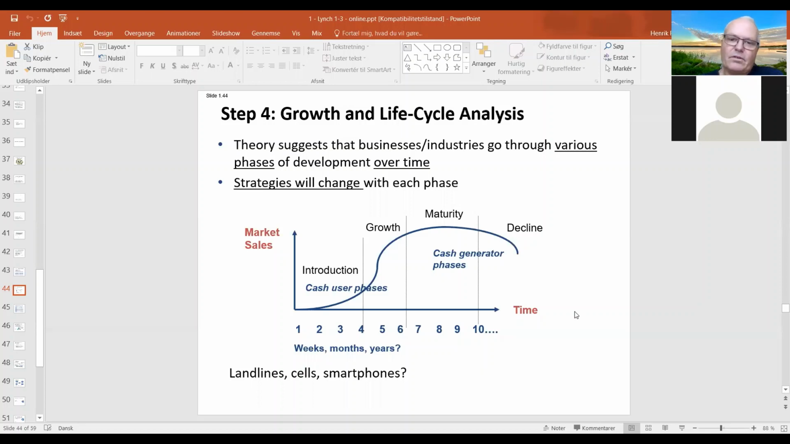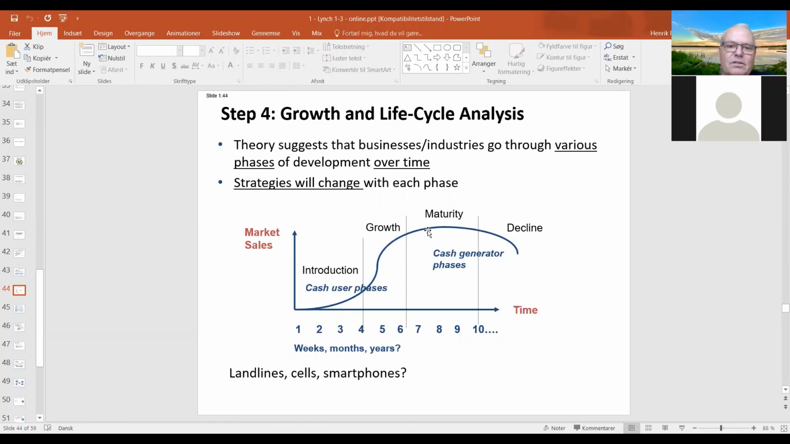So there are 2 issues here to understand industry life cycle: time and market sales. And it's so important that you understand that introduction, growth, maturity, and decline are different phases. So today, landlines would probably be over here and dead in most countries. And cell phones might be about here in general, and smartphones might be around here.